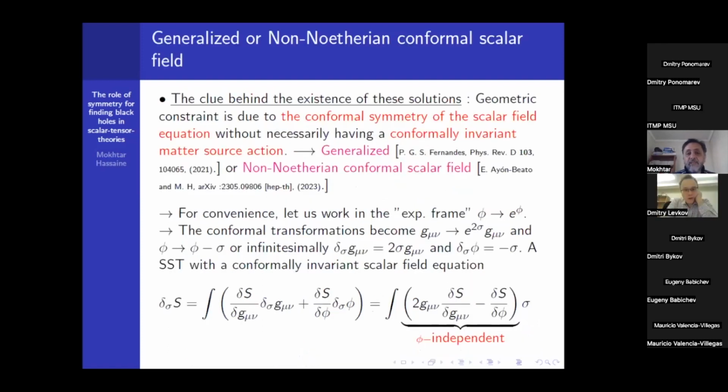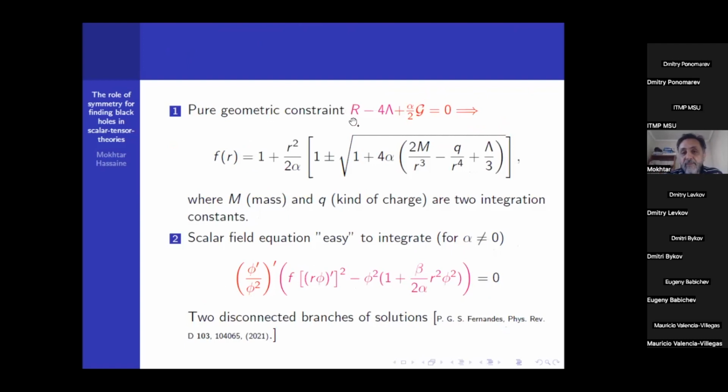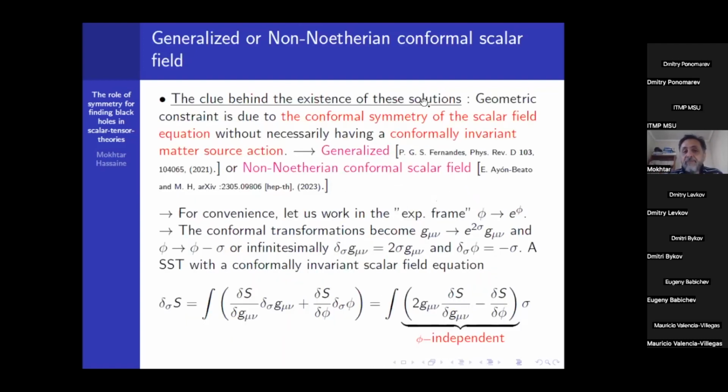Now I will explain the clue behind the existence of this solution. As I said, the geometric constraint, this one that I was considering, is due to the conformal symmetry of the scalar field equation, and the action is not conformally invariant. This is what is called a generalized or non-Noetherian conformal scalar field. Non-Noetherian because it has not a Noetherian origin. It's not related to the invariance of the action, but rather to the invariance of the scalar field equation.